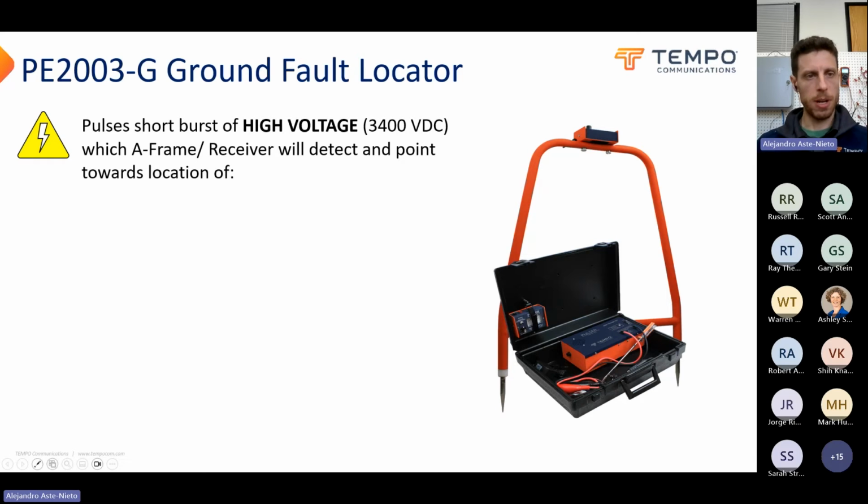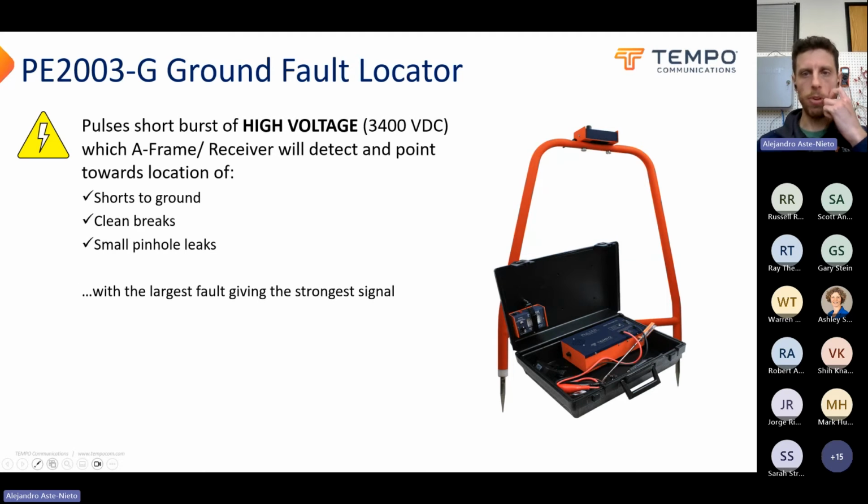All right, so let's get started here on the P2003-G. The way this works, it sends a short burst of high voltage, 3,400 volts of DC, and that A-frame and receiver will be able to detect where that voltage is leaving a cable or a wire into the ground, and we'll be able to pinpoint it very accurately. So shorts to ground, it'll find if there's a clean break in a wire, even if there's a tiny little nick in the insulation. It will find the largest fault first, giving the strongest signal. And then once that's been repaired, you'll be able to find the next biggest leak.